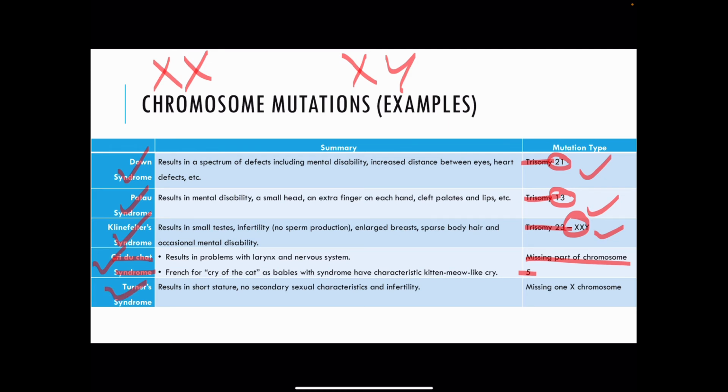Finally, Turner syndrome. This is another chromosome mutation that's dealing with the sex chromosomes. Instead of having two X chromosomes, sufferers of this condition have only one, because they're missing one. The people who have this condition are female, because they've got an X chromosome. They develop no secondary sexual characteristics, they're infertile, and they're usually quite short in stature.